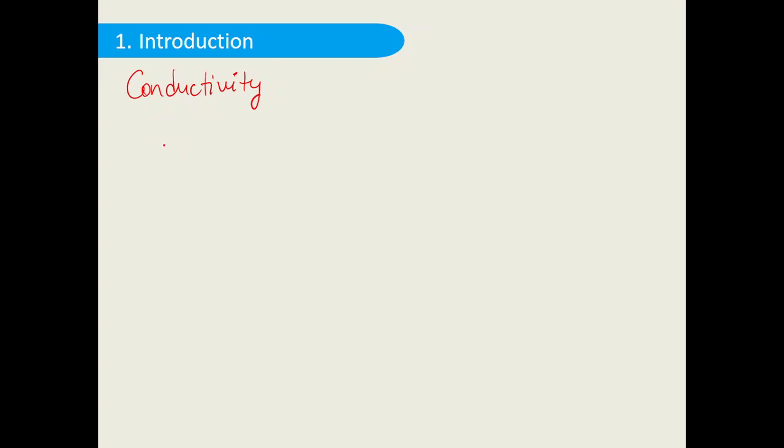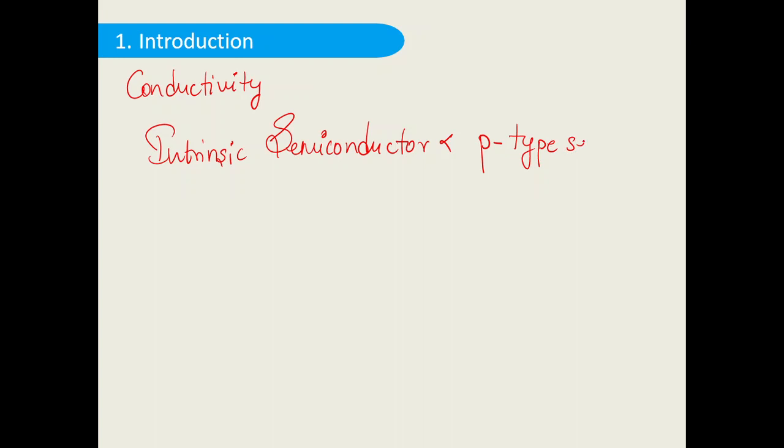Okay, so if I consider the conductivity, the conductivity of intrinsic semiconductor is very less. The conductivity of the P-type semiconductor is more compared to the intrinsic semiconductor, and the highest is that of the N-type semiconductor. So the conductivity of the N-type semiconductor is very high. Why? Because the mobility of electrons is more compared to the mobility of holes.